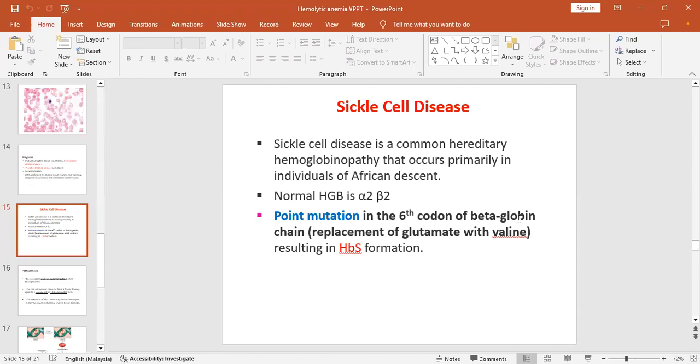The second type of hemolytic anemia, which I will be discussing today, is sickle cell disease. Sickle cell disease is a common hereditary hemoglobinopathy that occurs primarily in individuals of African descent. Normal hemoglobin is alpha 2 beta 2. Point mutation in the 6th codon of the beta chain, where there is replacement of glutamate with valine, will result in the formation of HbS. HbS is the pathology in a case of sickle cell disease.